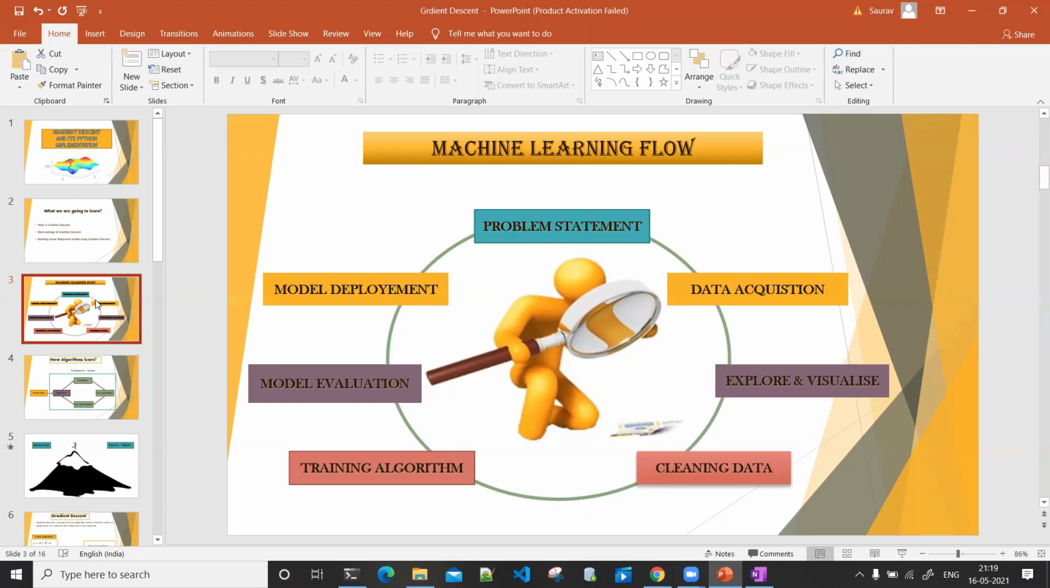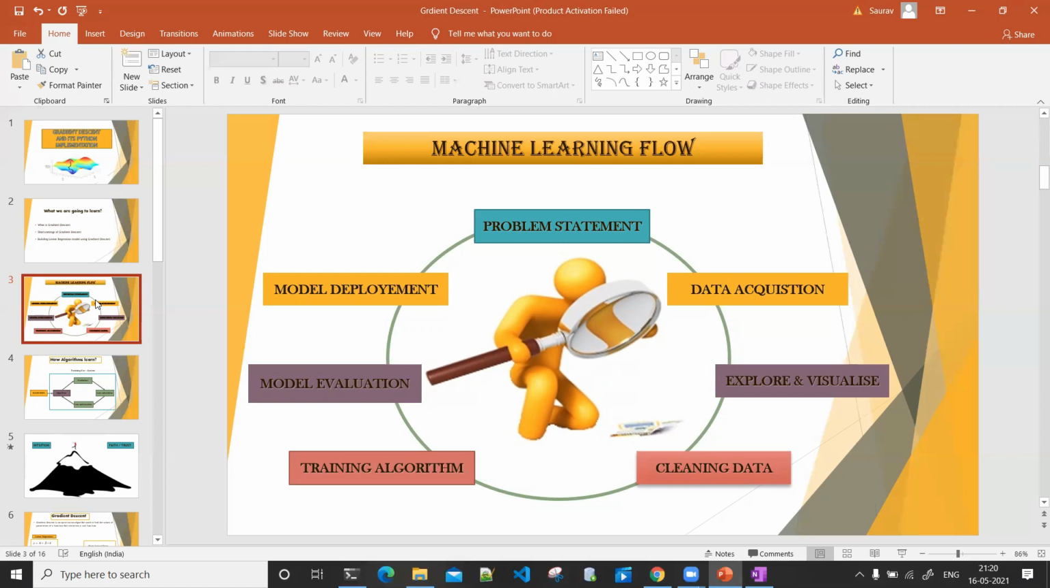Once we understand the problem, the second part is data acquisition. Data acquisition comes from your provider, your client. In that case, Capital One is your client, and you have to ask for the data. Once we have the data, we explore and visualize it, because we want to understand what kind of data we are dealing with, what kind of trend it follows, and how the data is working.